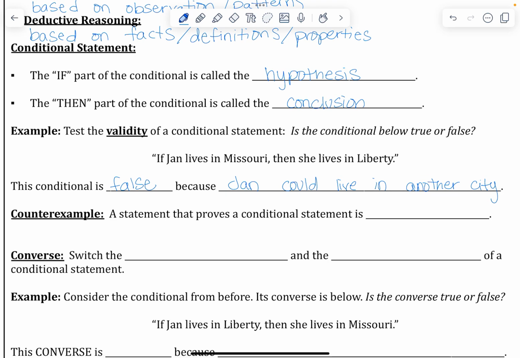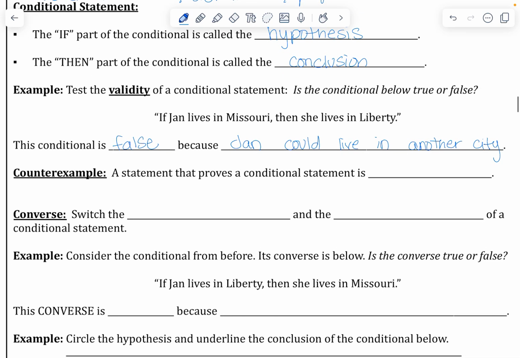Okay, a counterexample. If we are wanting a counterexample, this is a statement that proves a conditional is false. Okay, so we're saying, well, Jan could live in Kearney. That is a counterexample.